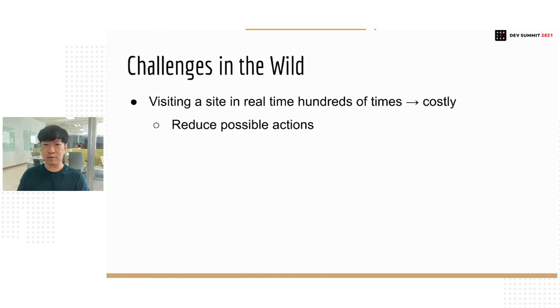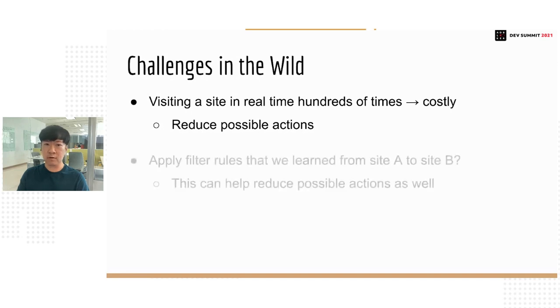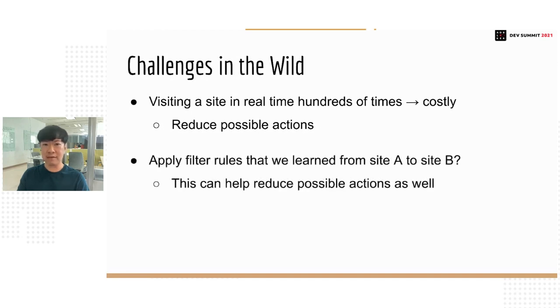And usually in reinforcement learning, a way to deal with this is to reduce the possible actions that we need to explore. So for example, we may apply filter rules that we learn from site A to site B. However, as we saw before in my example, doubleclick.net worked well for cricbuzz.com, but it didn't work for msn.com. So we're still not sure. This is where we would love feedback from the community, and especially the filter list authors.